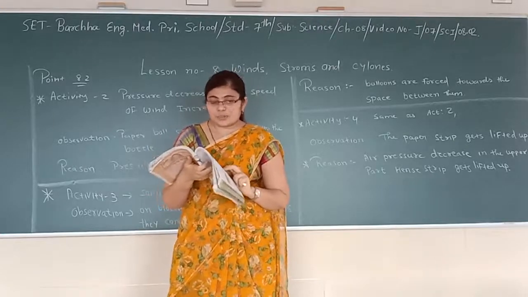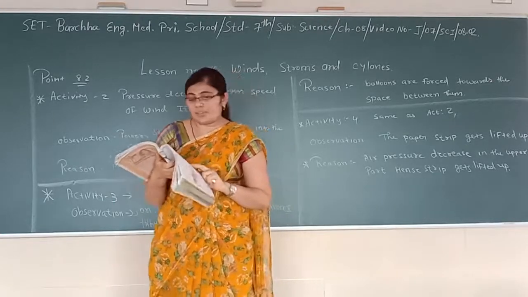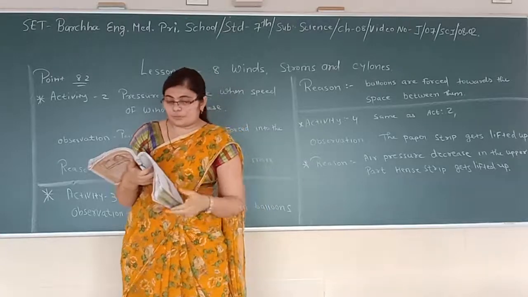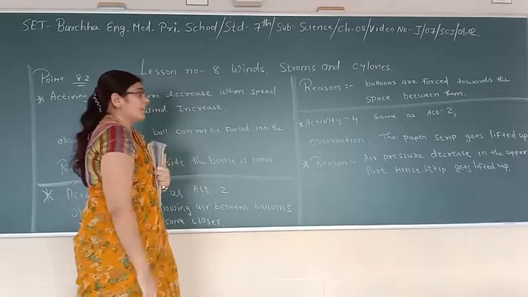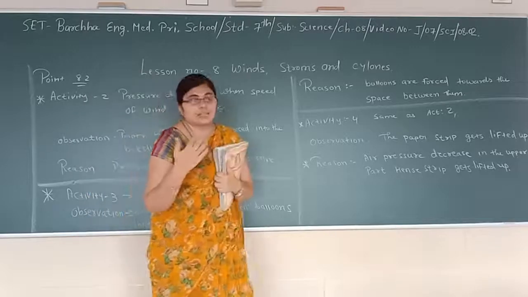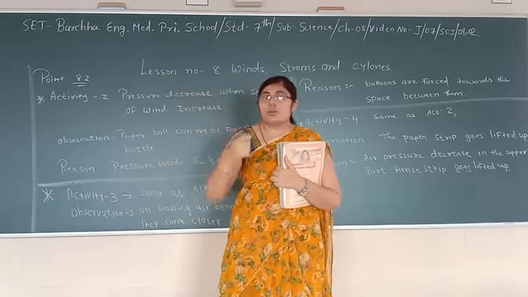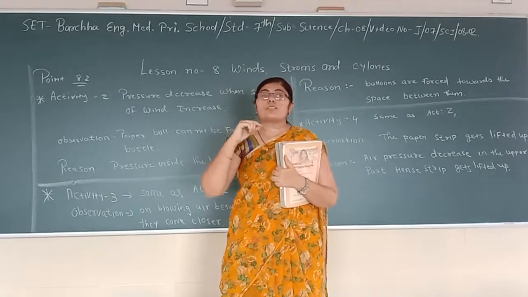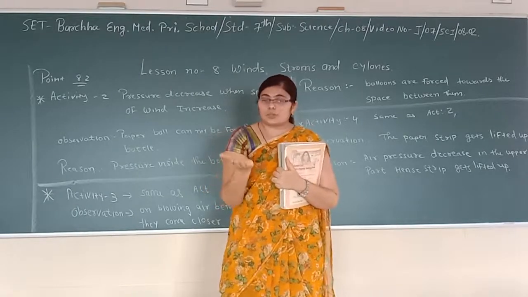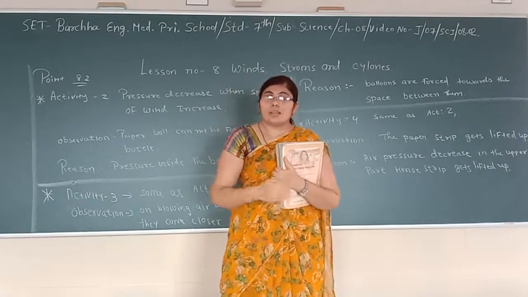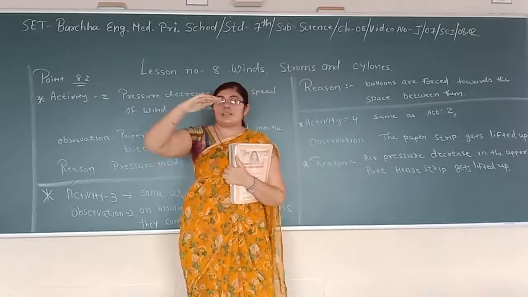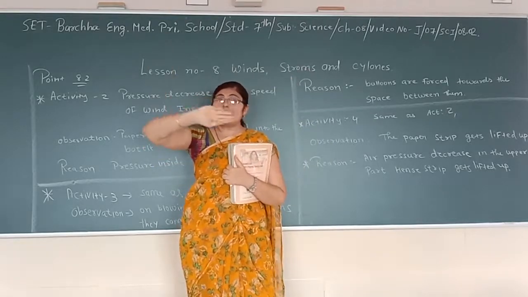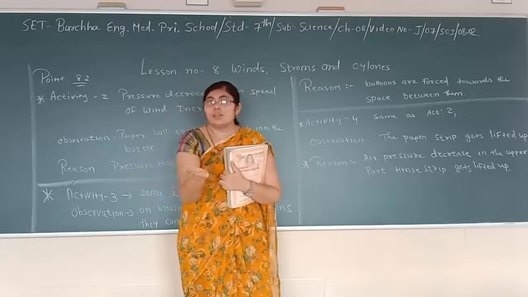Let us try to understand the observations in activities 8.2, 8.3 and 8.4. Before we read the observation, let us conclude activity 4. In activity 4, we take a paper strip and blow air over it, and the paper rises up. Why? Because our blowing removes the air, so the air pressure decreases. Why?